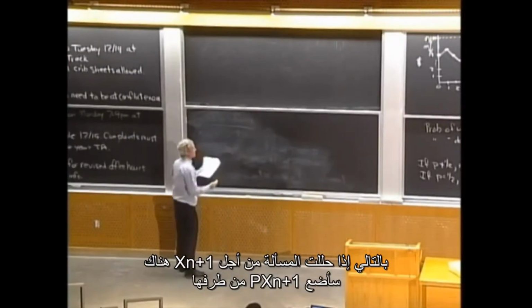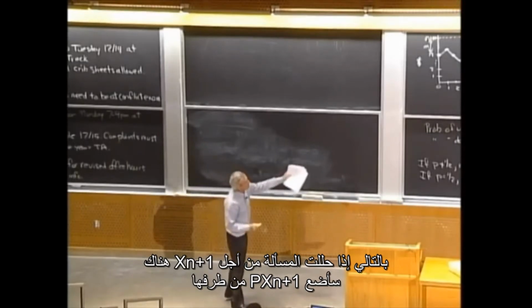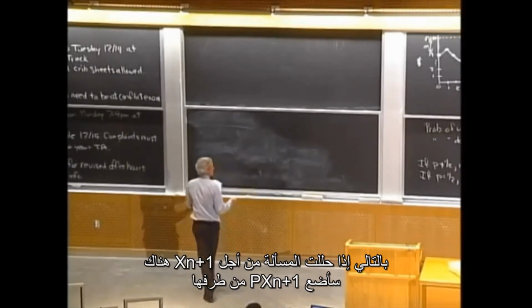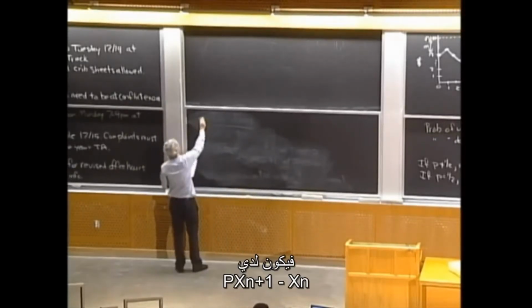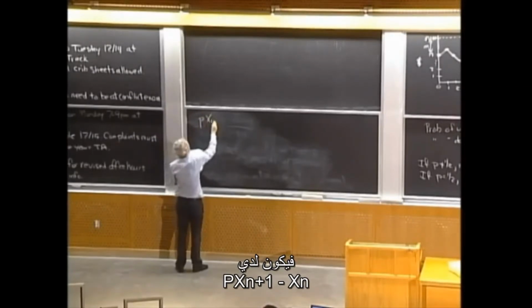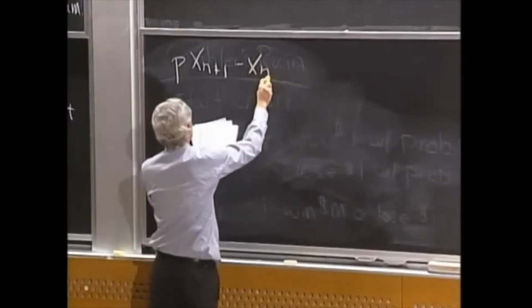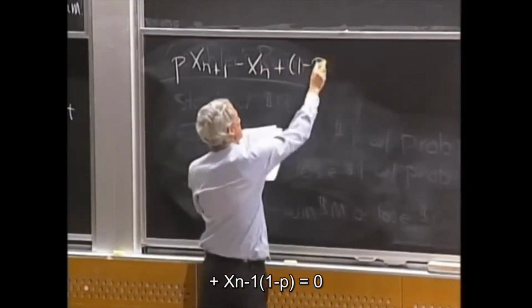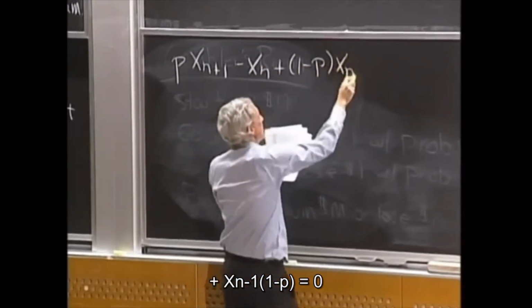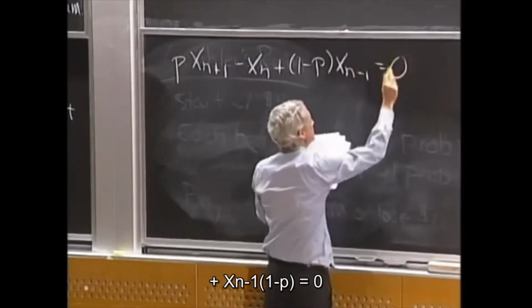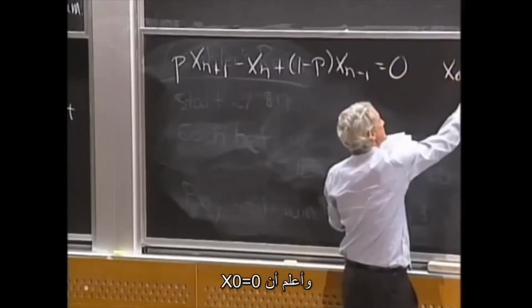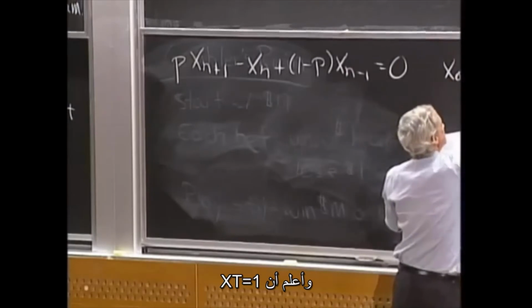Okay, so if I solve for x_{n+1} up there, or put p x_{n+1} on its own side, I get p x_{n+1} minus x_n plus (1 minus p) x_{n-1} equals 0. And I know that x_0 is 0, and I know that x_t equals 1.